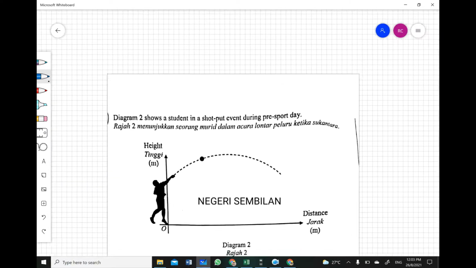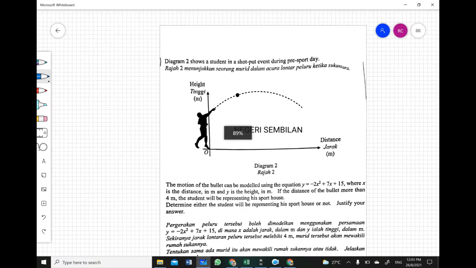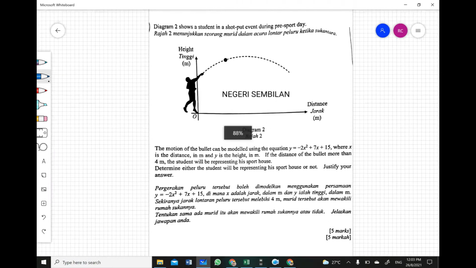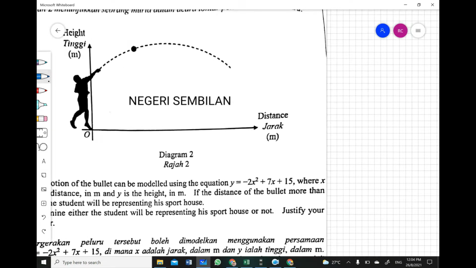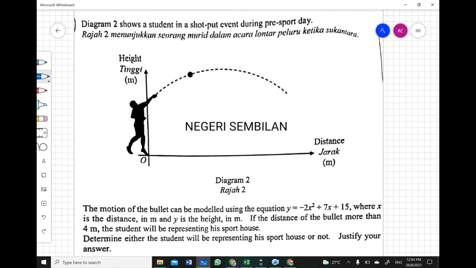Okay, let me show you the first one here. You can see this one I think is from Negeri Sembilan. I make it bigger because down there is the BM version. You don't need that. Okay, here. Diagram 2 shows a student in a shot put event during pre-sport day. So this is the way he throws it with the height and also distance in meter. The motion of the bullet can be modeled using the equation y = -2x² + 7x + 15, where x is the distance in meter and y is the height in meter.